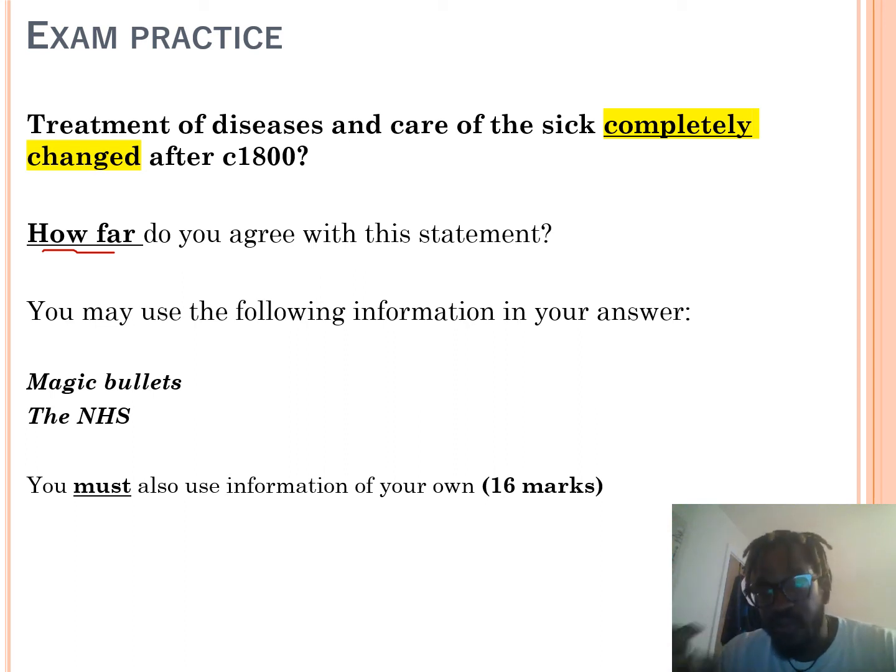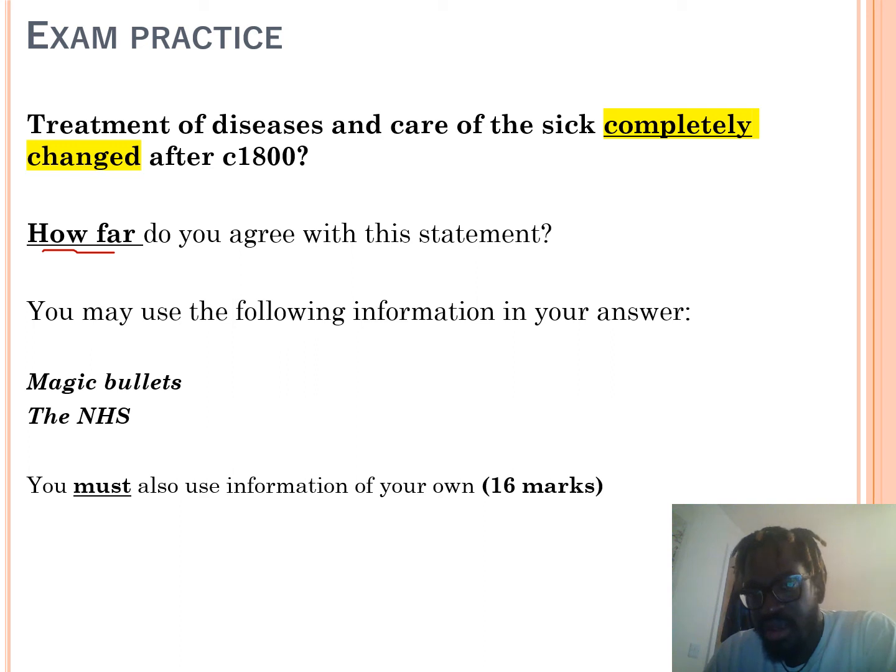The fact it's how far means it must be two-sided, and look at the bullet points they've given you: magic bullets and the NHS. So one of those bullet points is agreeing with the statement. Think about it. Which one is agreeing with the idea that treatment of diseases and care of the sick completely changed after 1800? And then which one could you use to say, I slightly disagree with the statement that it completely changed after 1800?